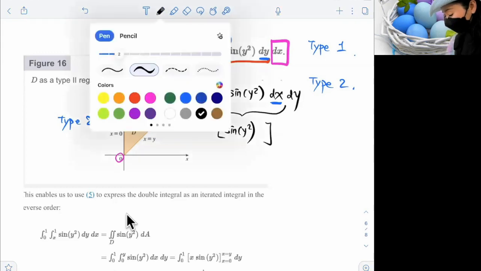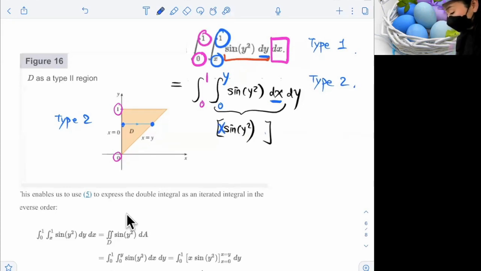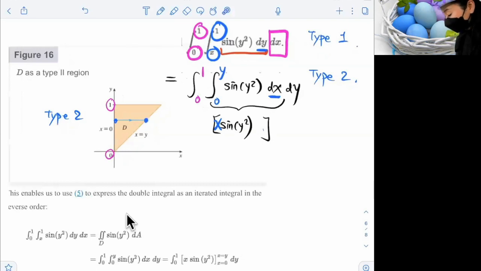Multiply with x. I don't want to put an x behind because if I put it like this, it looks like sine of y squared times x. So I don't want to do it this way. I want to put the x here in front, so it's more clear that it's x times this quantity. Okay. And x goes from what to what? 0 to 1, right? Okay.